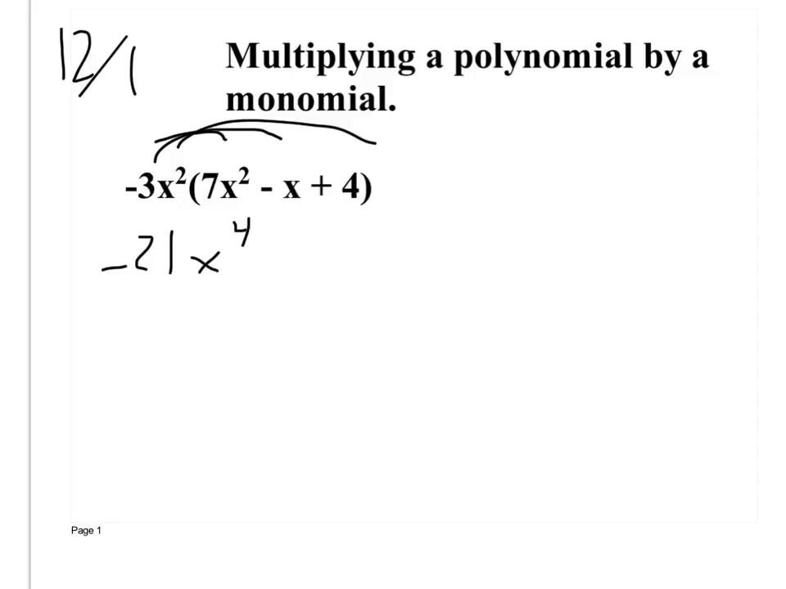We have negative 3x squared times negative x, so that gives us positive 3x cubed. And then negative 3x squared times 4 gives you negative 12x squared. And there's your answer.